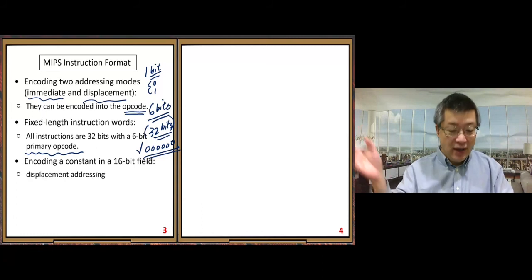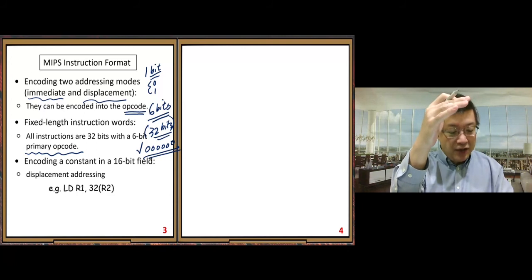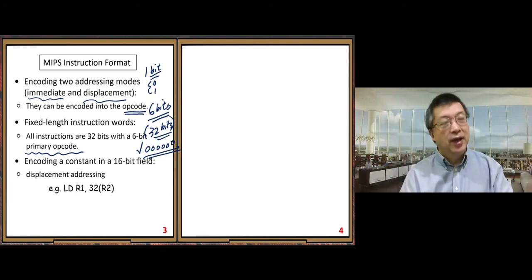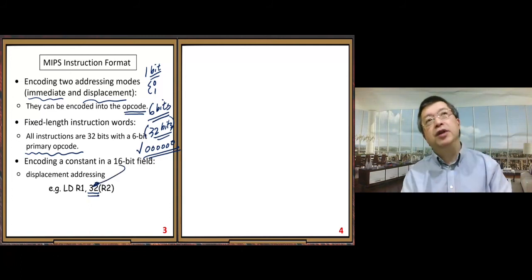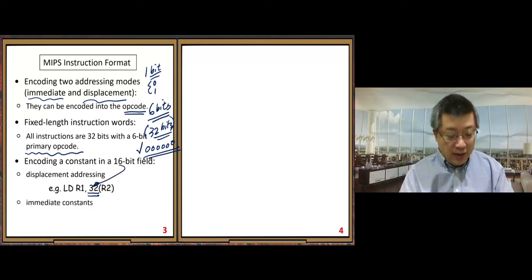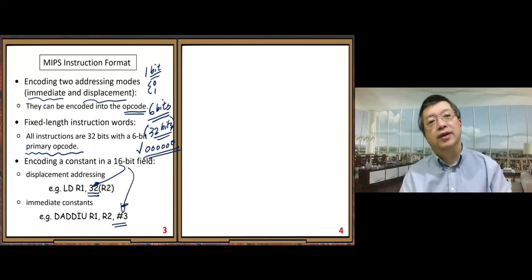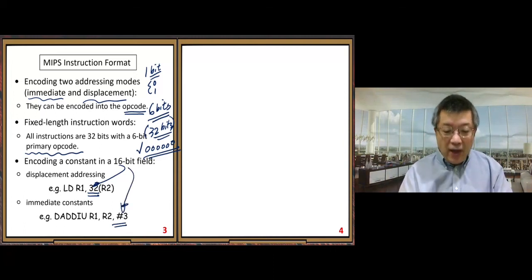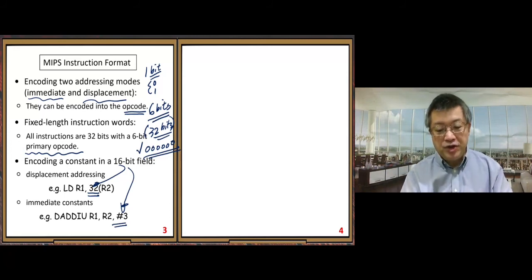There are 2 cases for the displacement addressing case, like this. This number, the displacement, goes in the 16-bit immediate field. Then the immediate constant for this case is also in the immediate field. Then the last case is also very special.